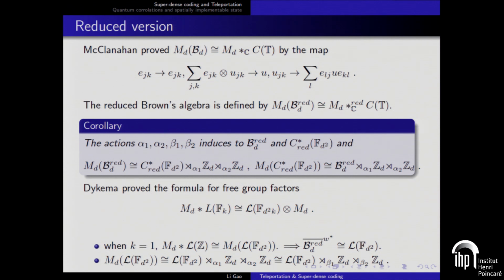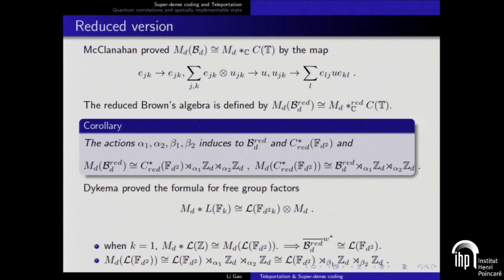And for the von Neumann algebra, Dykema proved the following formula for the free group factors. If we choose k equals 1 in his formula, then we have this expression. If you compare that with McKinnon's definition for the reduced Brown algebra, you actually find that the von Neumann algebra generated by the reduced Brown algebra is the same as the free group factor, but with d-squared generators.